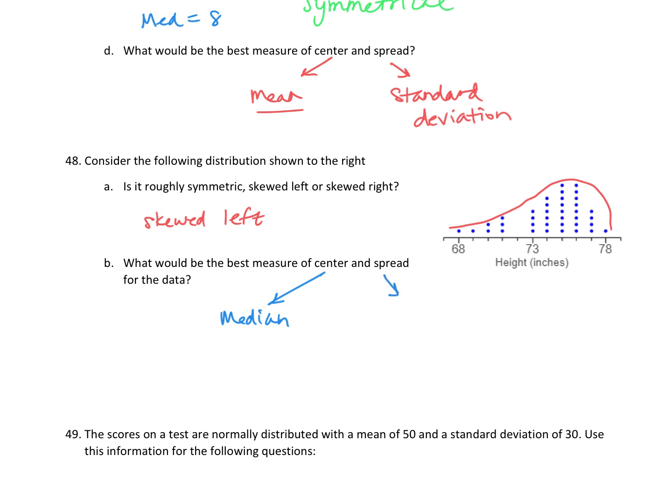If your data is skewed, the best measure of spread is going to be your quartiles. And then specifically, we could find the IQR, the interquartile range. And then just a reminder what that is, that's just your Q3 minus your Q1. It's the range of the box of a box plot. That's your interquartile range.